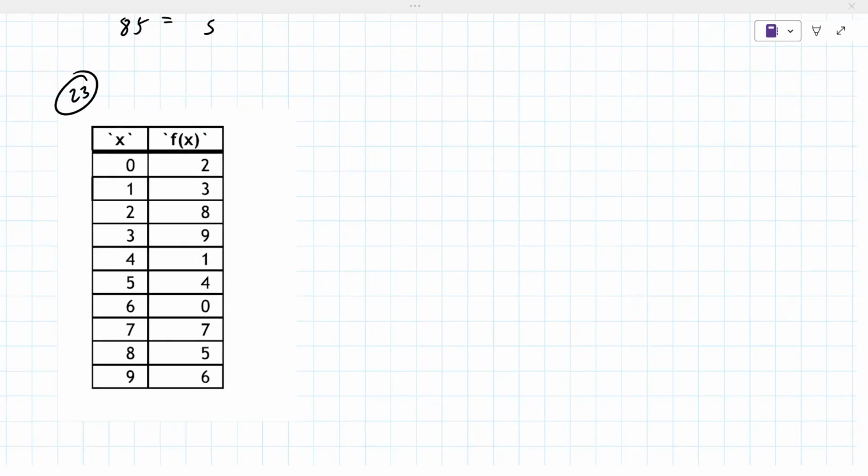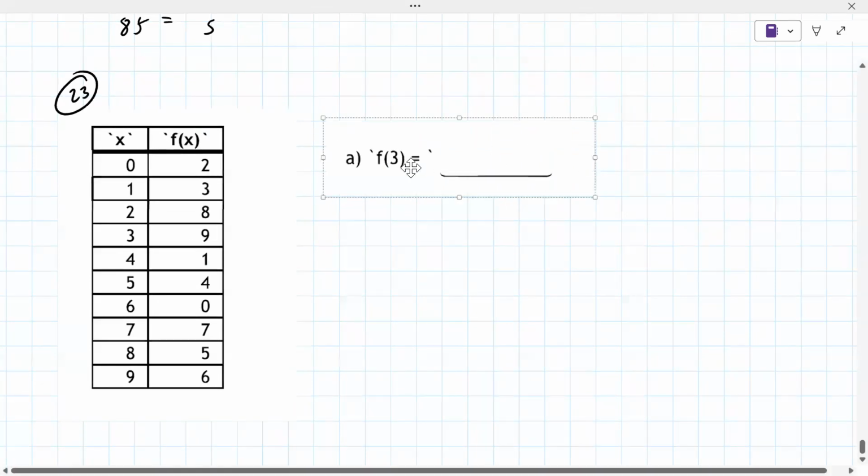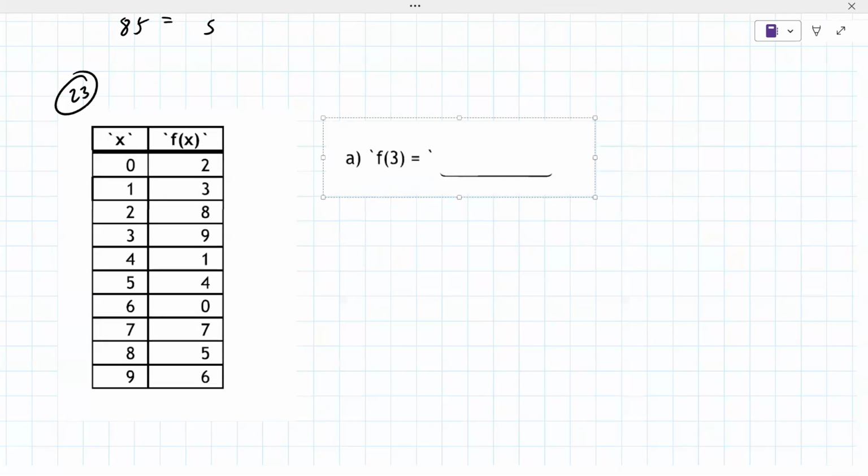So let's look at part A. On 23, it says find f of 3. Why don't you help me out here? What does that 3 mean? It's the input, right? Yes. And then you go to, is it 9? Yes. Okay. Now part B is the reverse.